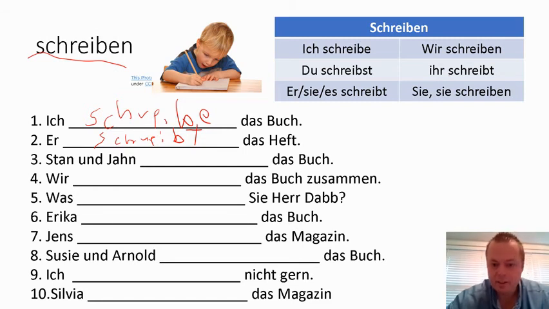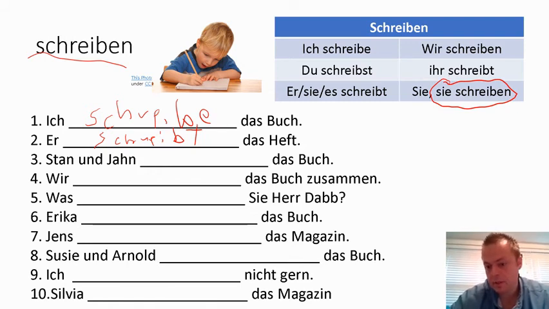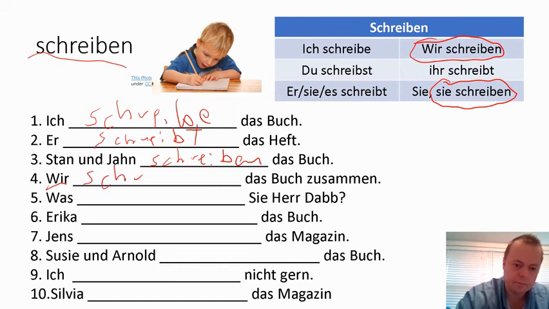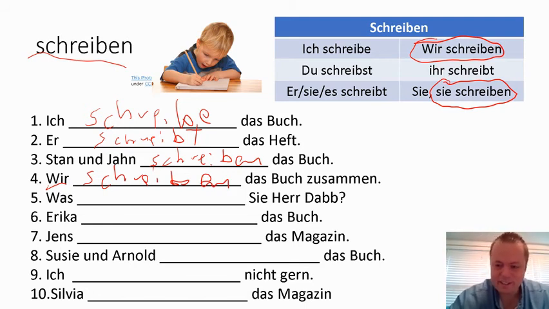Stan und Jan, we want to say that both of those guys write the book. So what we're going to be using is this. Sie schreiben. Sie schreiben is they write. So we're going to write schreiben. Okay. And the next one, wir, we're going to use wir schreiben. You see that word here, wir schreiben. Oh, I apologize for the bad writing, writing on these with this little tiny stylus. It's something else.